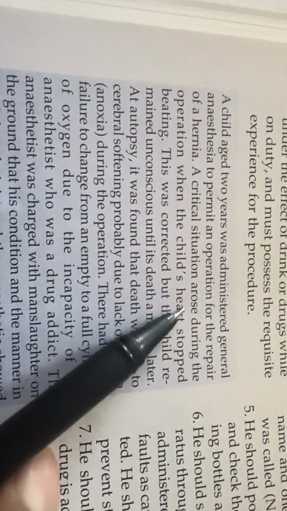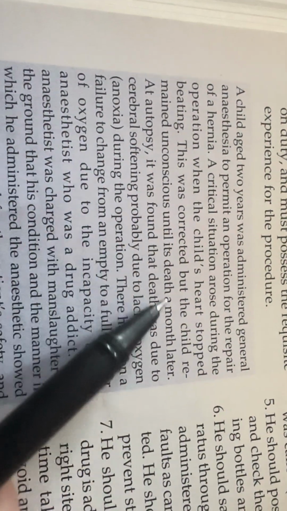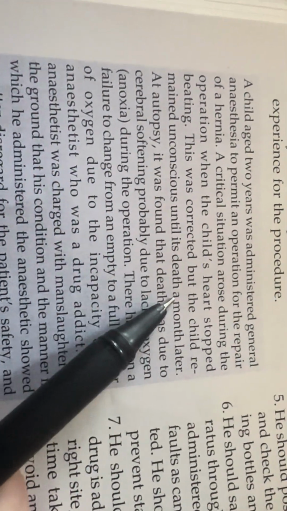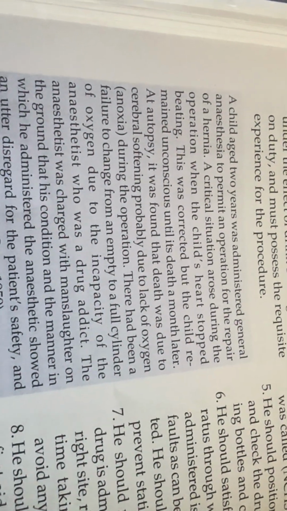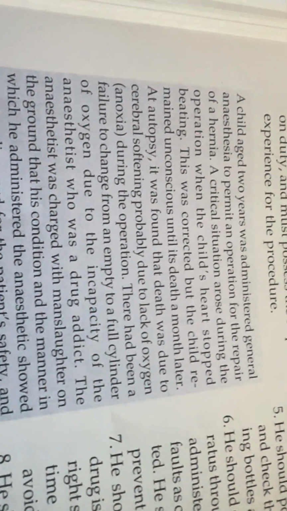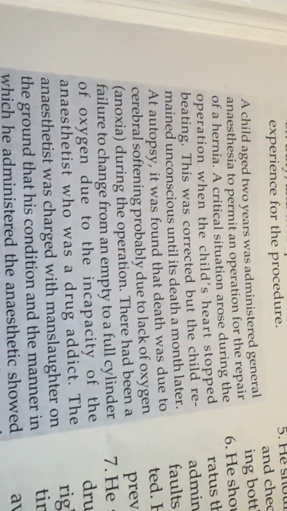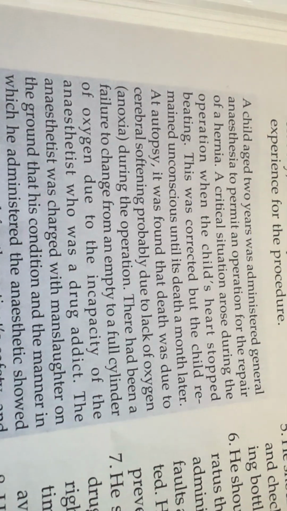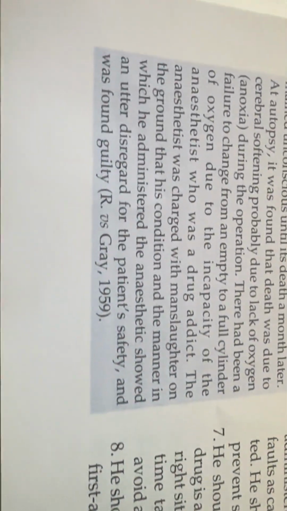A child aged 2 years was administered general anesthesia to permit an operation for the repair of a hernia. A critical situation arose during the operation when the child's heart stopped beating. This was corrected, but the child remained unconscious until his death a month later. At autopsy, it was found that death was due to cerebral softening, probably due to lack of oxygen, anoxia, during the operation. There had been a failure to change from an empty cylinder to a full cylinder of oxygen due to incapacity of the anesthetist, who was a drug addict.